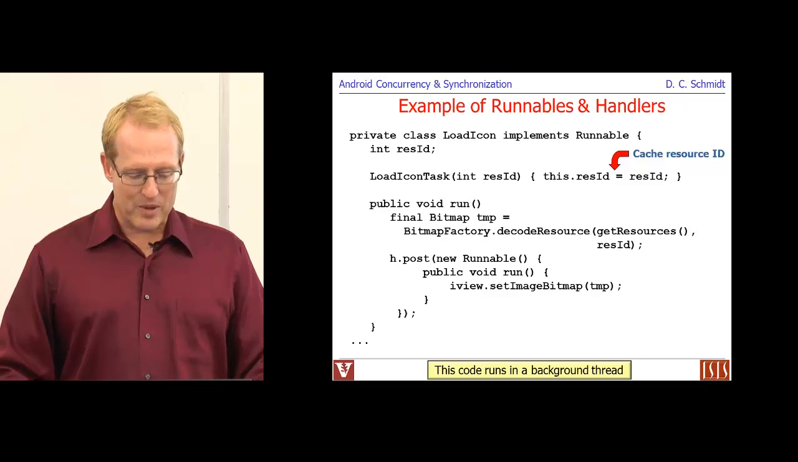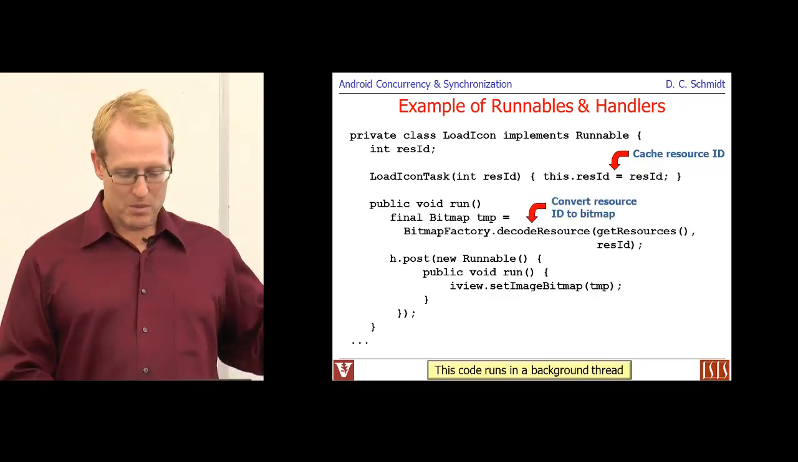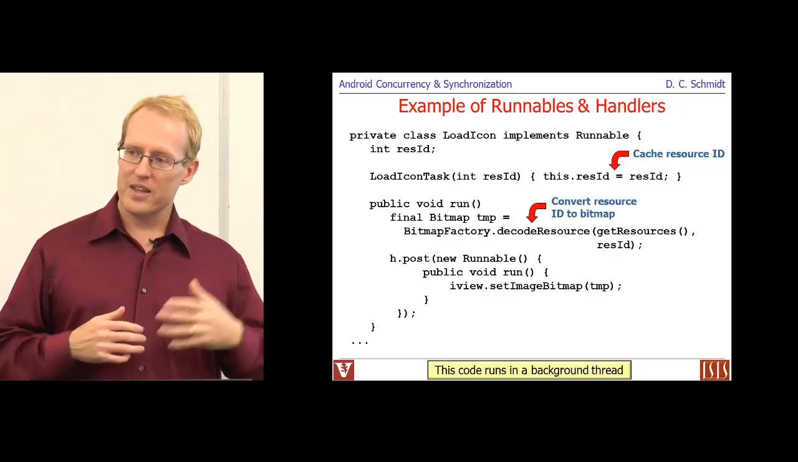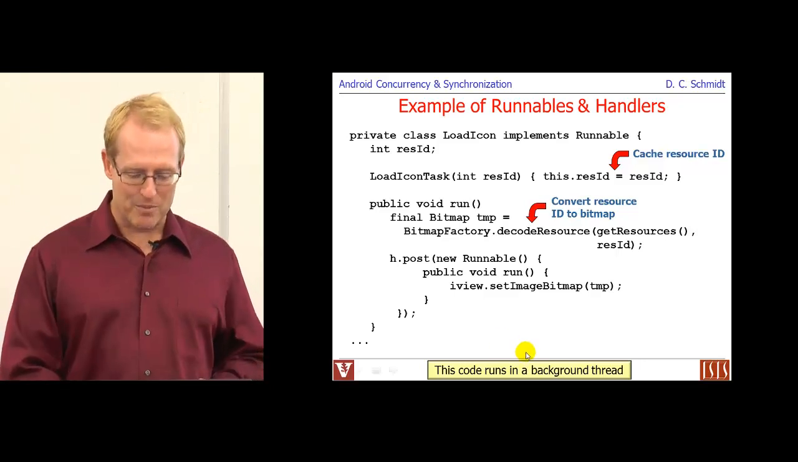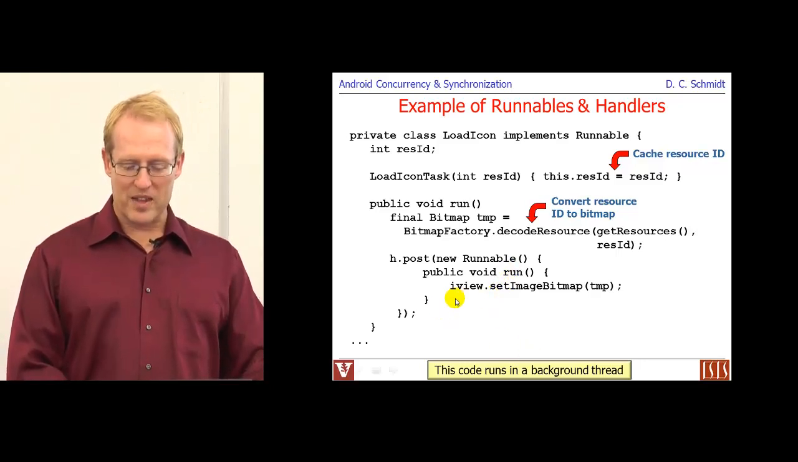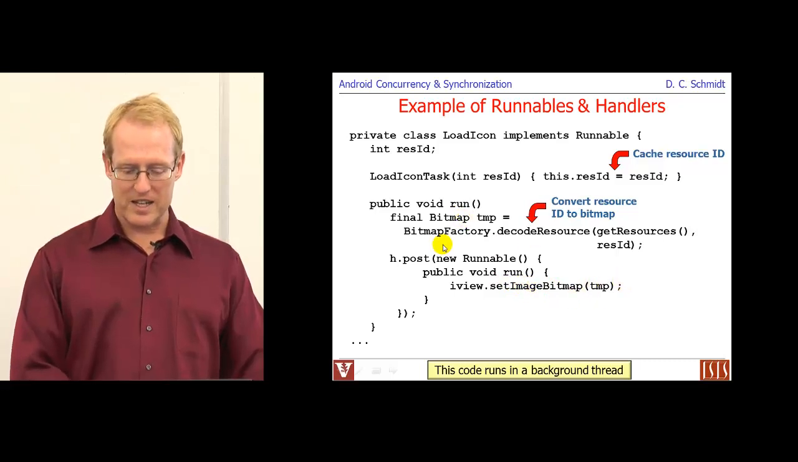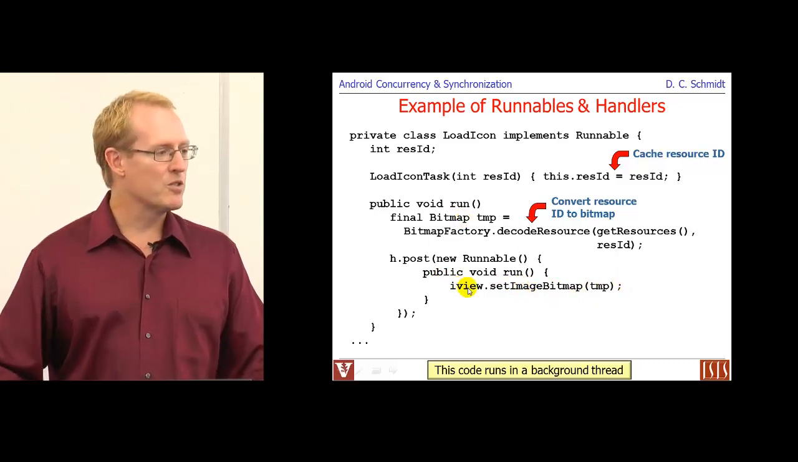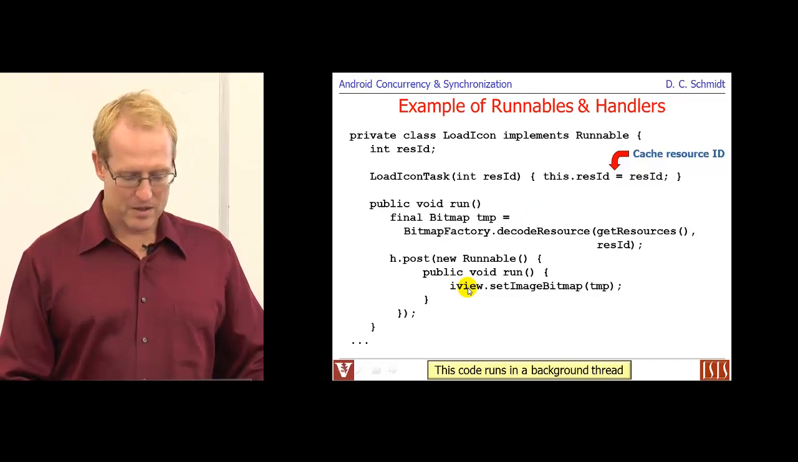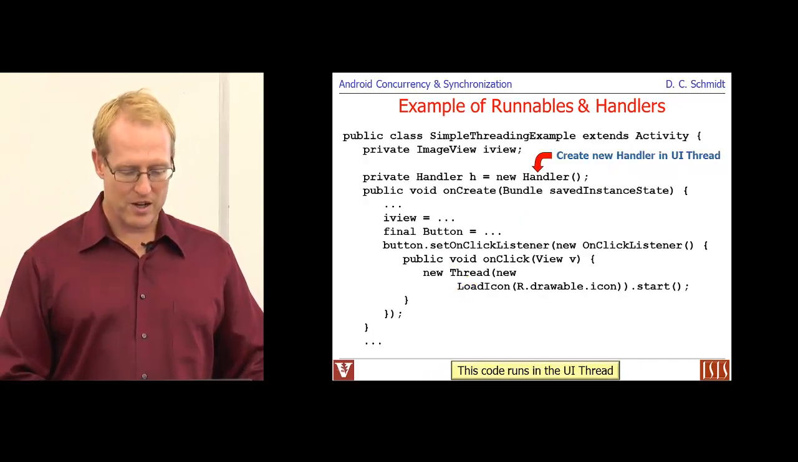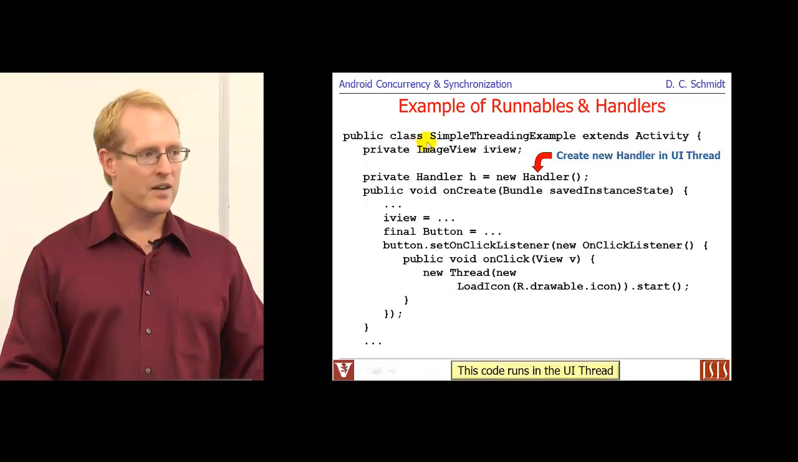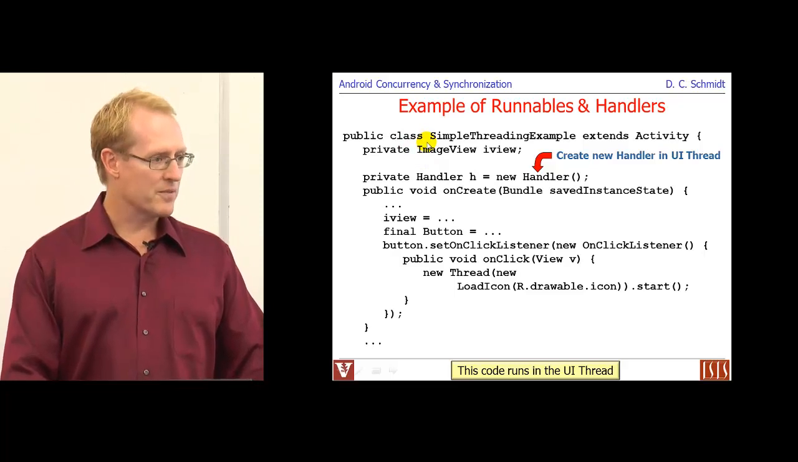And then once we've done that, we say, handler, please post this newly created runnable object with a run method that's going to set that image bitmap to the thing that was defined here on the image view that was defined back over here as a private element of our activity subclass.